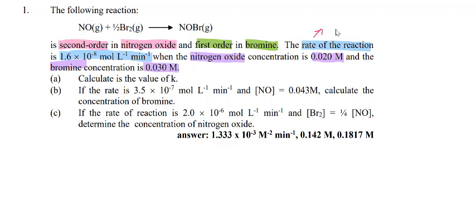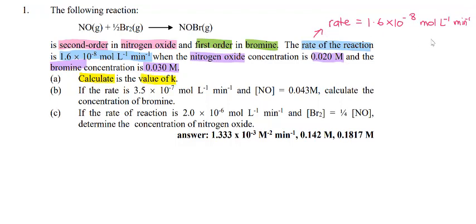So the rate of reaction given is not the rate constant. This is not K. This one is the rate, which is 1.6 times 10 to the power of minus 8 mole per liter per minute. If you look here, the units for the rate are similar to a zero order reaction, but this is not a zero order reaction because here we have the rate, not the rate constant. So A, the question asks you to calculate the value of K.